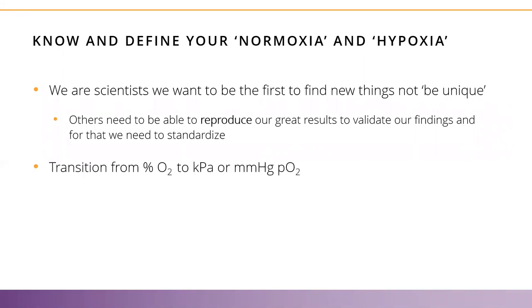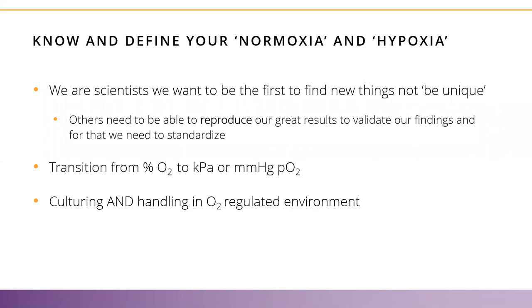And for that, basically try to find a way to transition from percentage oxygen to either kilopascal or millimeters of mercury for partial pressure of oxygen. I mention this because it's the same as using RCF instead of RPM for centrifuges, because you don't know who's using which type of centrifuge, but everybody can install and define the RCF with their own specific centrifuges.